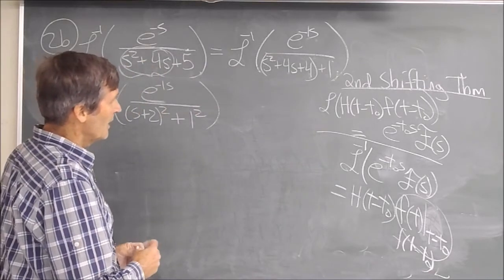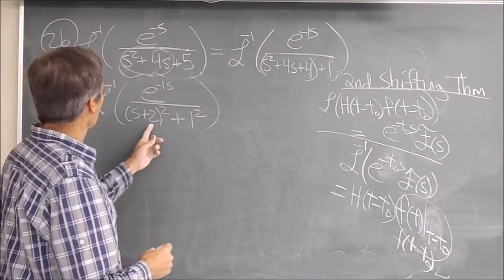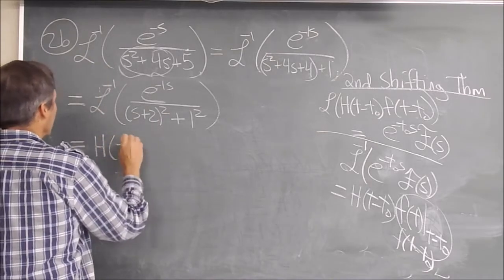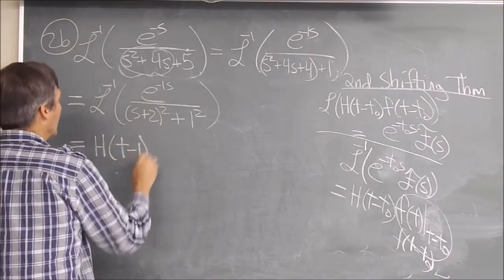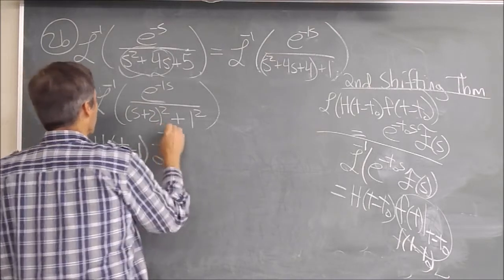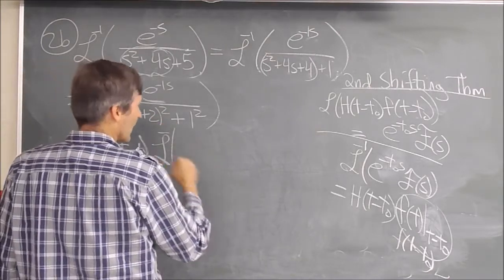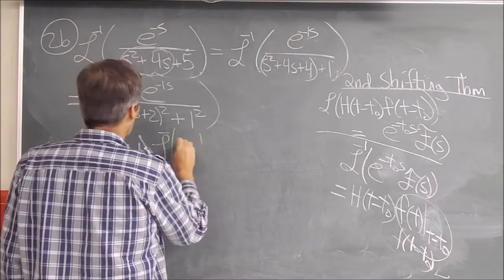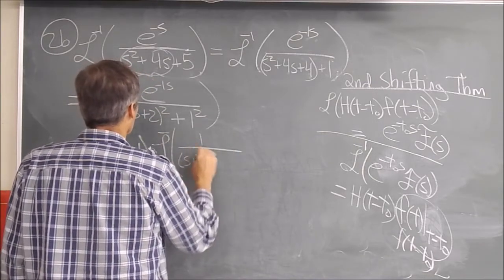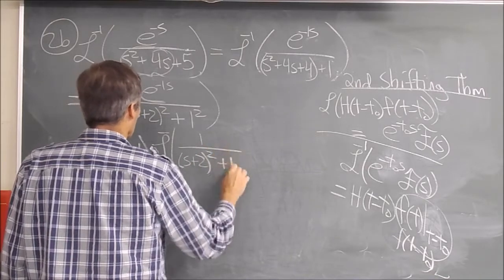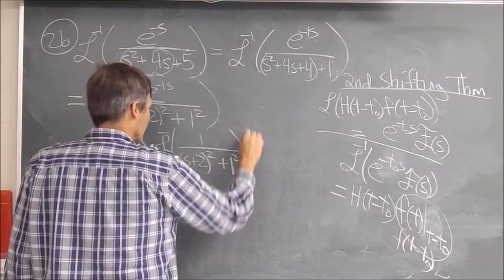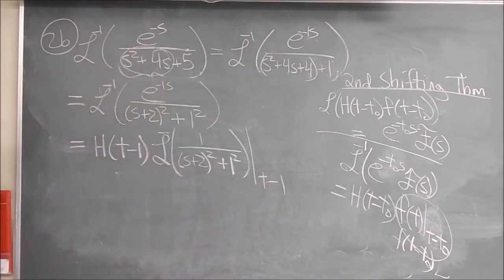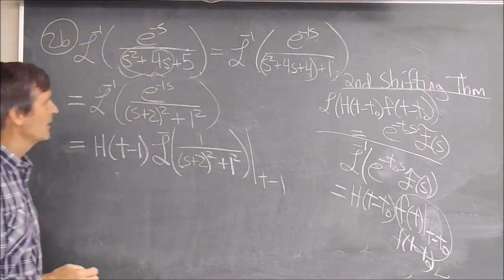And so let's do that here. This is equal to h of t minus 1, inverse transform of what's left, 1 over s plus 2 squared plus 1 squared shifted to t minus 1. So that's the second shifting theorem.